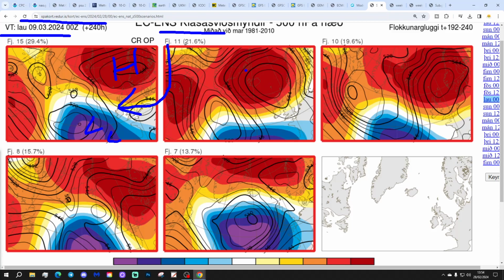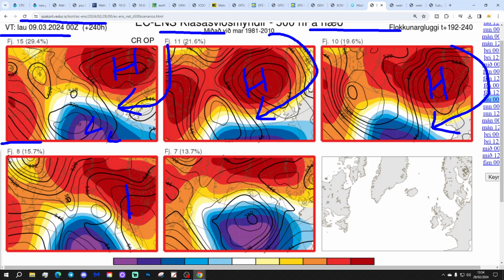11 members of the ECM ensembles have high pressure to our north, and again bring the wind from more of an easterly direction. Then we've got 10, again with high pressure to the north, bringing the wind from the east. So very strongly favouring easterlies, actually, by day 10 with the ECM ensembles.